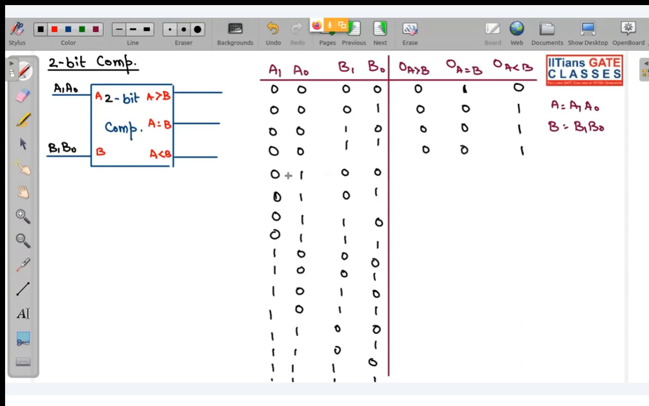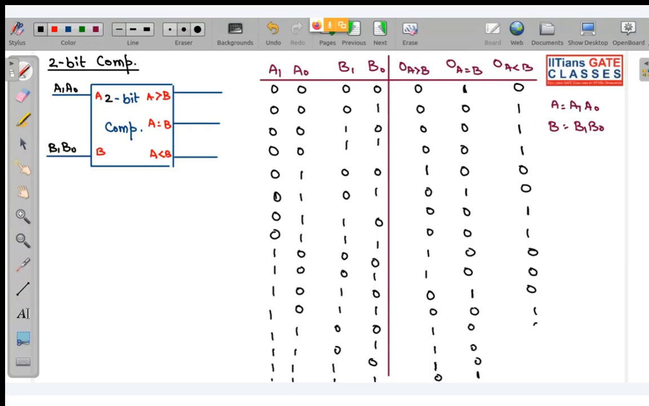Now in the next case you can see 0 1 0 0. So A is greater than B. Over here you can see A is equal to B. In this case you can see B is greater than A, so this will be 1. Over here again you can see B is greater than A. In this case A is greater than B, A is greater than B, A is equal to B, and over here B is greater than A. In the last case A is greater than B, A is greater than B, A is greater than B, and over here it is equal. So we have filled this table.